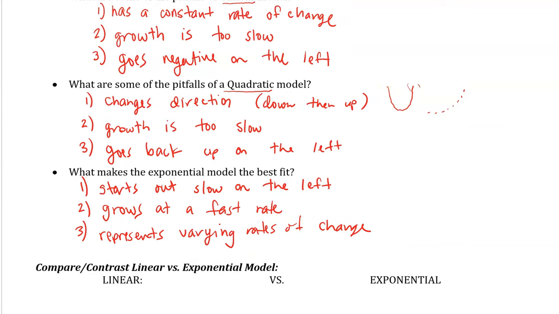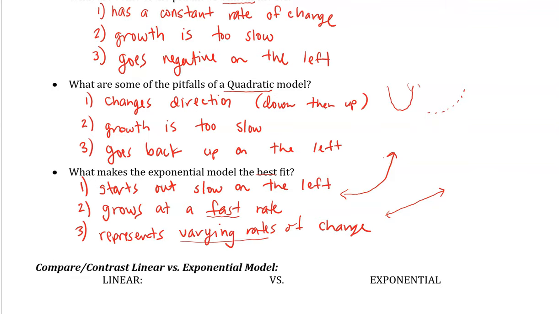Now, what made the exponential model the best fit is that it started out slow on the left, low, and then it sped up on the right-hand side. So the rate of growth was fast enough to model the data. And it also represented varying rates of change. So instead of just going up by the same amount each time, like a line does, it was able to show the slow rate in the beginning and the fast rate toward the end.